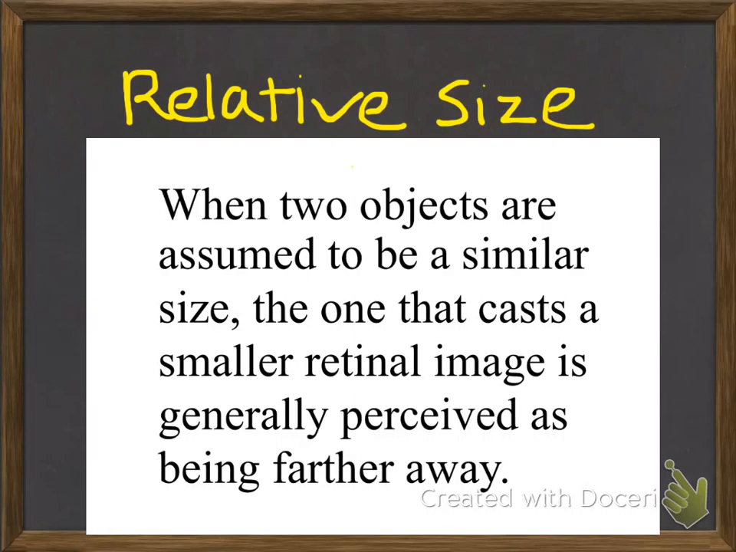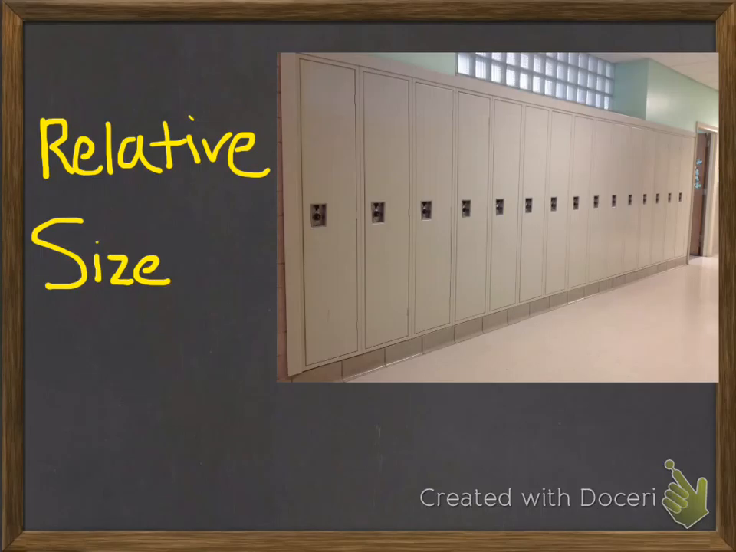In relative size, when 2 objects are assumed to be a similar size, the one that casts a smaller retinal image is generally perceived as being farther away. We know that these lockers are all the same size. However, because the first locker on the left in the row appears larger and thus takes up more of our retinal field than the locker on the far right, we perceive that this locker on the left is closer than this locker on the right.